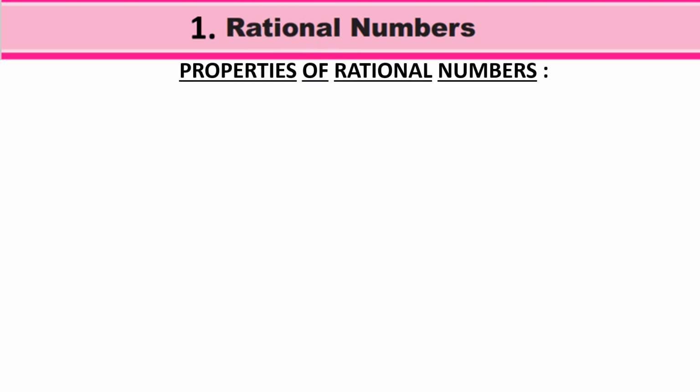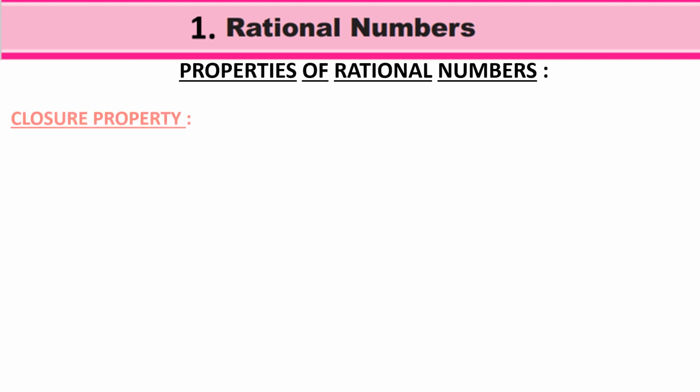Let us see the properties of rational numbers. Already we know the properties of integers and whole numbers, which we learned in the previous classes. By the same properties we can use them in rational numbers also. But let us see some slight differences between rational numbers and integers.